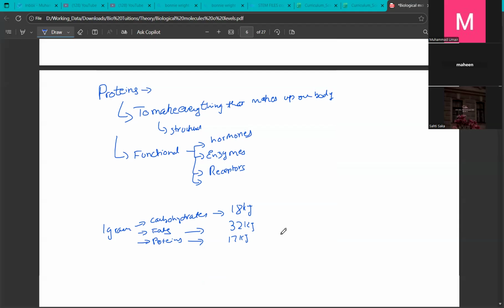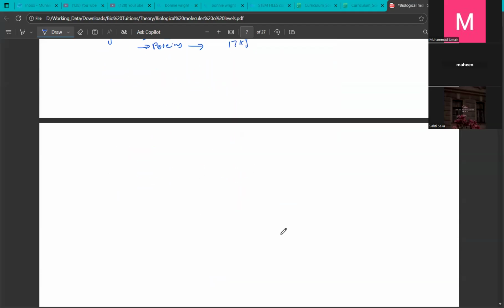Yes. Great. So now we have the last one, which is DNA. So DNA is basically found in your nucleus. And DNA is a very large molecule. It is also described as a polymer, and it is a polymer of nucleotides.